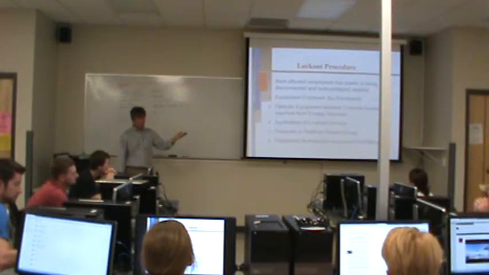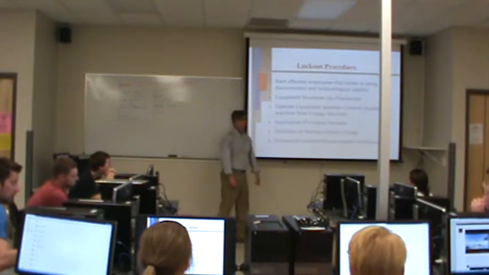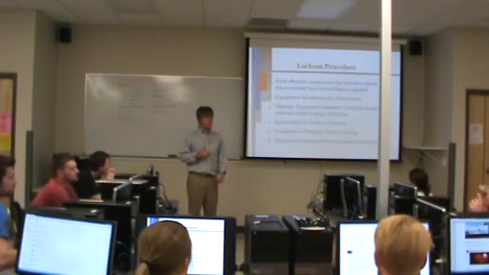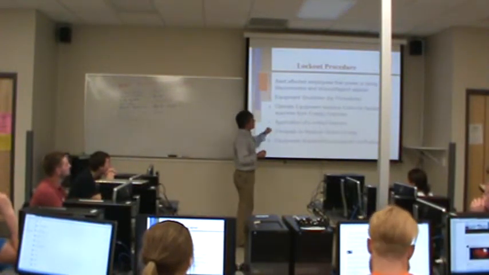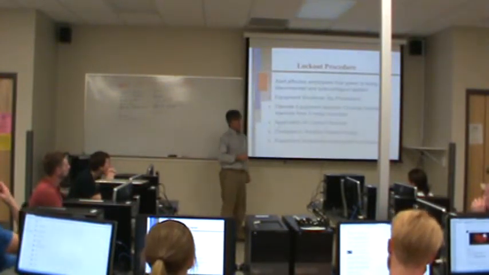Here's a typical lockout procedure. First thing you have to do is alert affected employees. What are affected employees again? Ones who work on the device or work in the area. Right, good. You have to alert affected employees that power is being disconnected and you're going to do lockout tagout on those machines. And then you have to shut down the equipment by procedure.